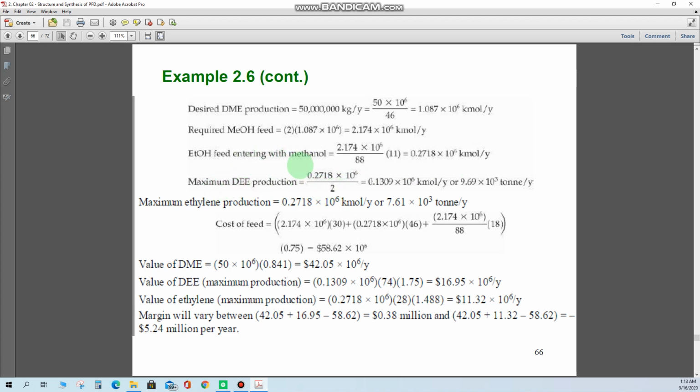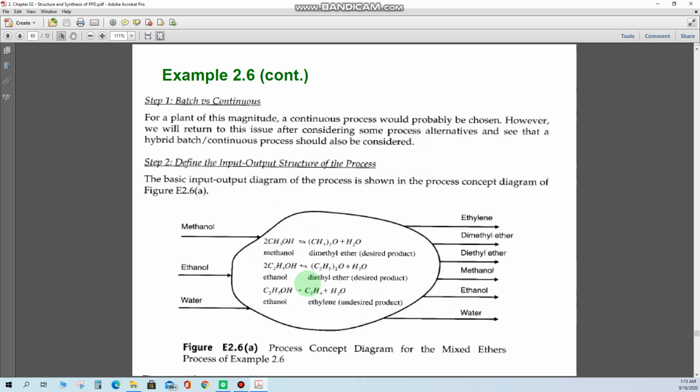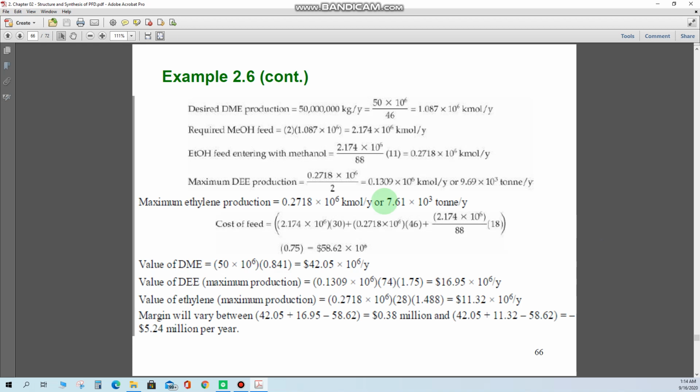So you have to simply see these reactions, okay? So ethanol, which is here, 2 moles of ethanol can give you 1 mole of diethyl ether. So you have to divide this ethanol by 2 to get the value for the diethyl ether. So the same thing we have done here. We have divided it by 2 to get the value for the diethyl ether. That comes out to be 9.69 into 10 raised to the power 3 tons per year.